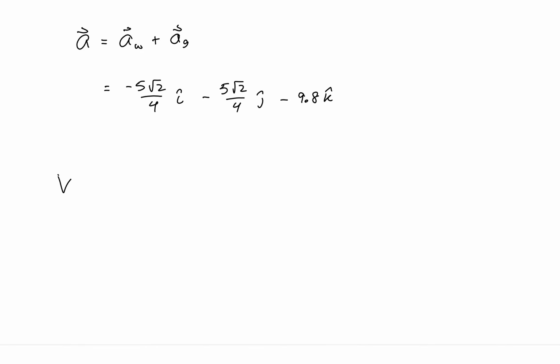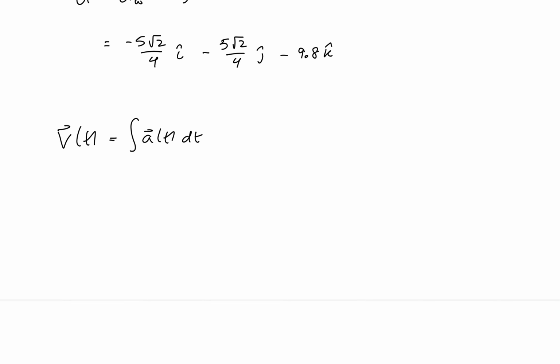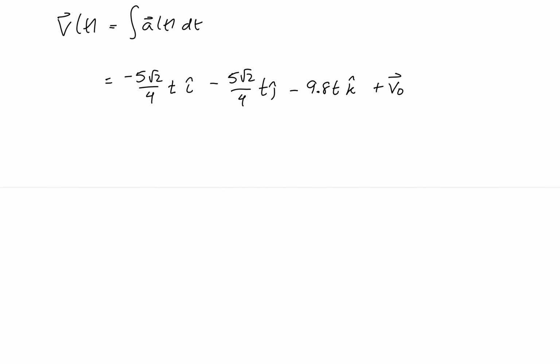So we know that the velocity, just like in the previous, is the integral of the acceleration. So this is going to give me minus 5 root 2 over 4 t i minus 5 root 2 over 4 t j minus 9.8 t k. Then I also have to take into account that initial velocity. And the initial velocity is where things are going to get a little bit tricky here, because now we need to work in 3 dimensions.